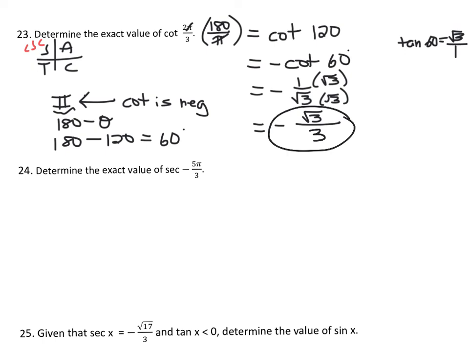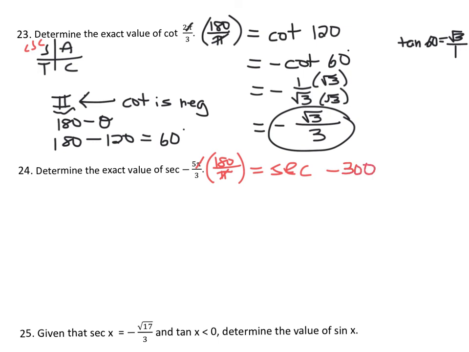Okay, and then number 24, you really start off the same way. They give it to you in radians, so again, we're going to multiply by 180 over pi. The pi on top cancels with the pi on bottom. I'm going to rewrite this as secant of, and don't forget to see this negative sign, of, now let's figure out what this is equal to. 180 divided by 3 is 60, and 5 times 60 would be 300. So secant of negative 300.